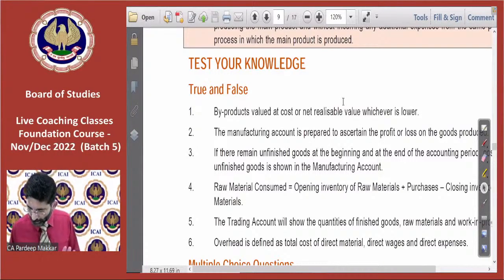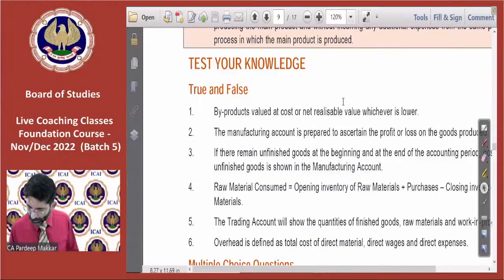Let's remember it. No sir, first true false must be false because byproduct is entered at NRV. The explanation of the same is in the study module. Explanation I have already mentioned to you. Sir, it is homework, so I can complete the chapter on my own.